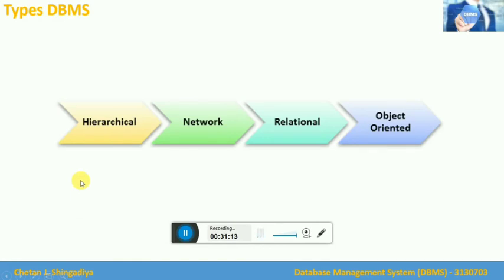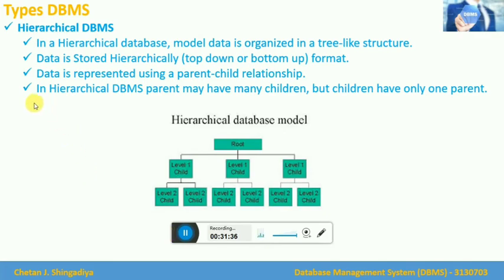So now we are going to see the types of DBMS. There are 4 types of DBMS. The first one is hierarchical DBMS, then network DBMS, relational DBMS, and object-oriented DBMS. Let us see each one in detail. Let us understand what is hierarchical DBMS. In this type of DBMS model, data is organized in a tree-like structure. Here you can see a tree-like structure is given. So this is hierarchical DBMS.